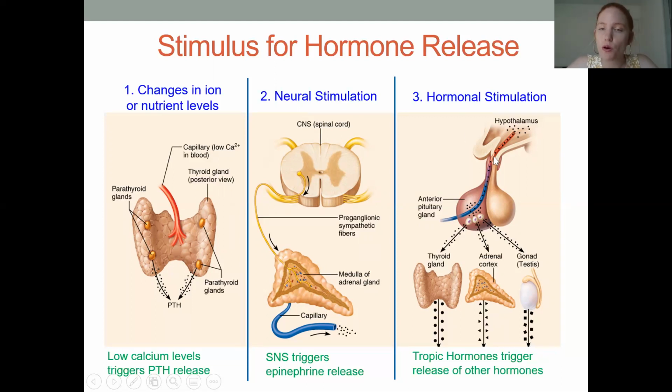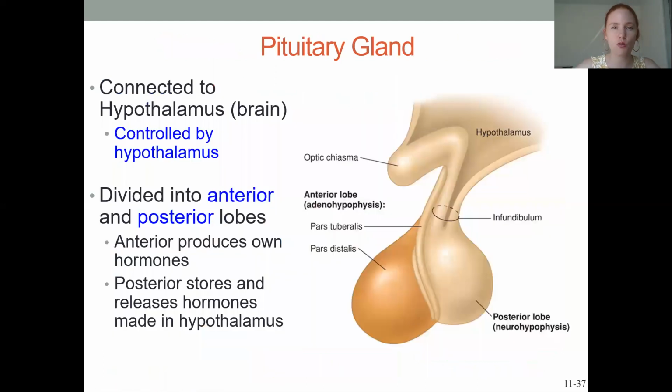Then we have hormonal control, where lots of the different types of hormones are going to be released when another hormone tells it to. Okay, so in the pituitary, we have in the anterior pituitary, it secretes tropic hormones, and those tropic hormones are going to cause the release of other hormones. Okay, so let's go through the pituitary a little bit more.